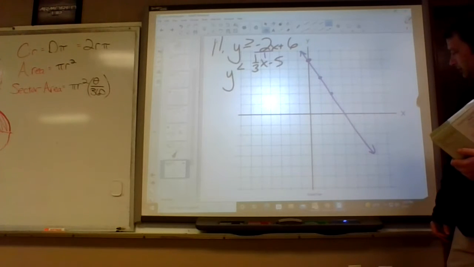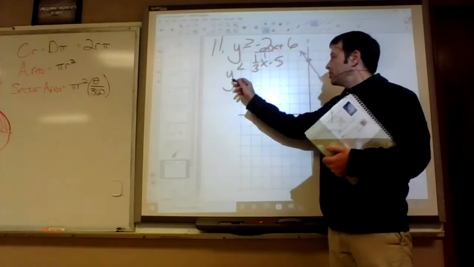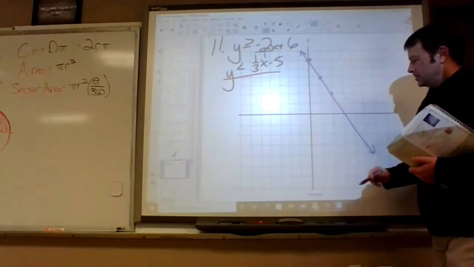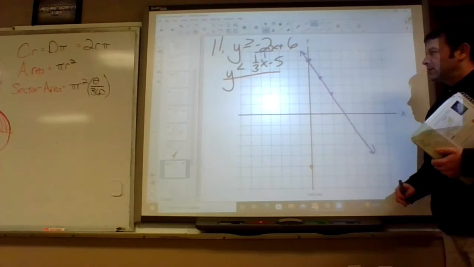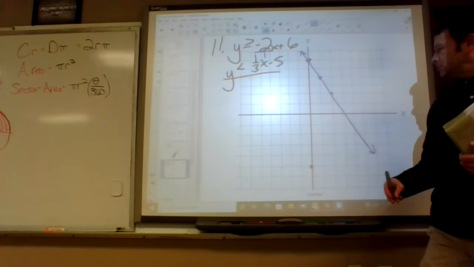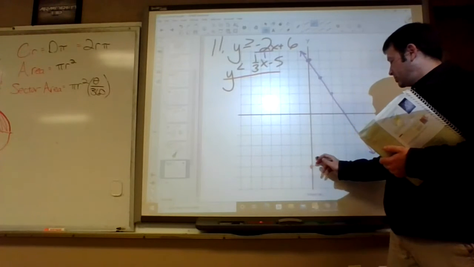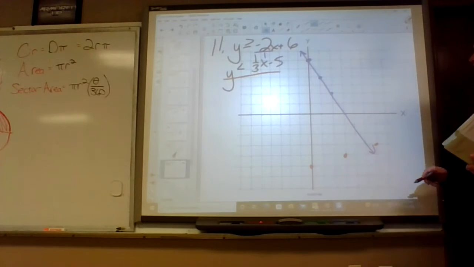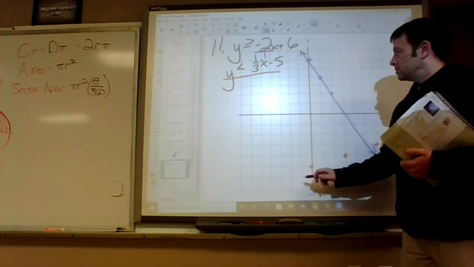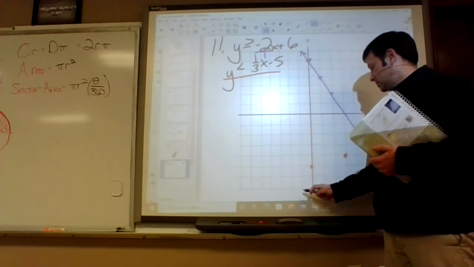All my straight lines. Okay, then I'll make this one red. Where am I going to start that one at? Down 5. And where am I going to go from there? Rise 1, run 3, up 1, right 3, up 1, right 3. Should that line be solid or dashed? Dashed.